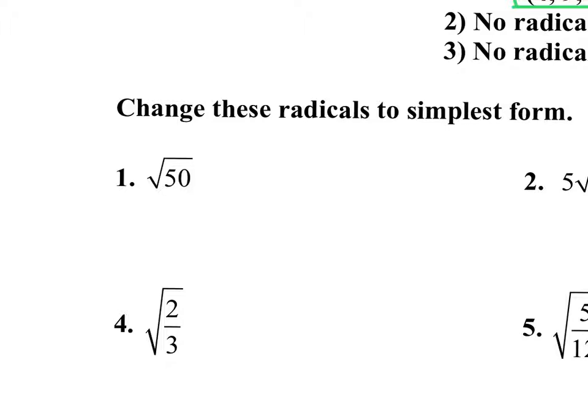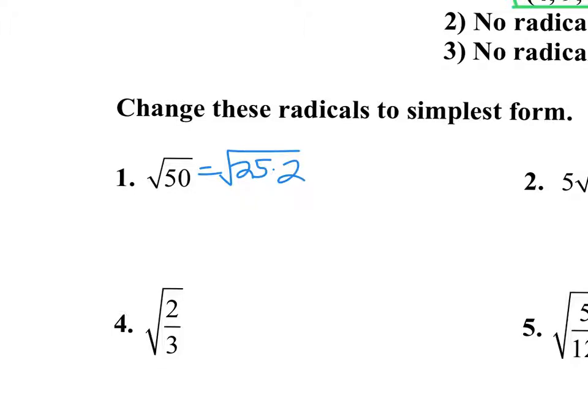Okay, so what we want to do is factor this. But we want to factor it using its perfect squares. Is there a perfect square factor in 50? Yes. 25. 25 times 2. Am I right? 25 times 2 is 50, and 25 is a perfect square.